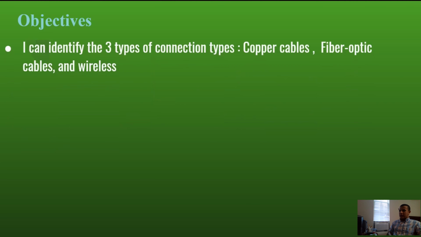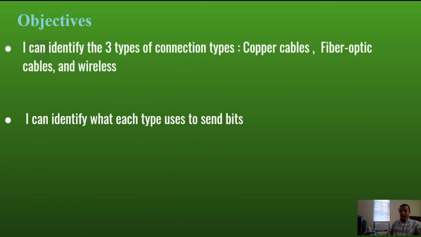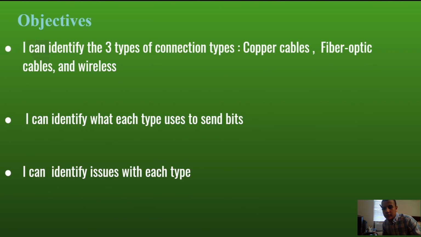Yeah, so after this lesson, you will be able to identify the 3 connection types: copper cables, fiber optic, and wireless, obviously. And then you will be able to identify what method they use to send bits over. And you'll identify the issues with each type of connection.